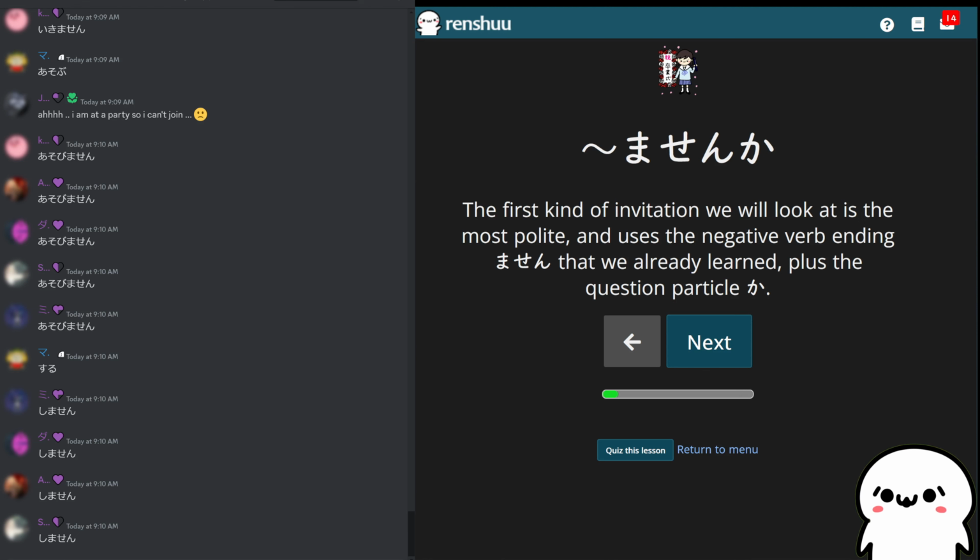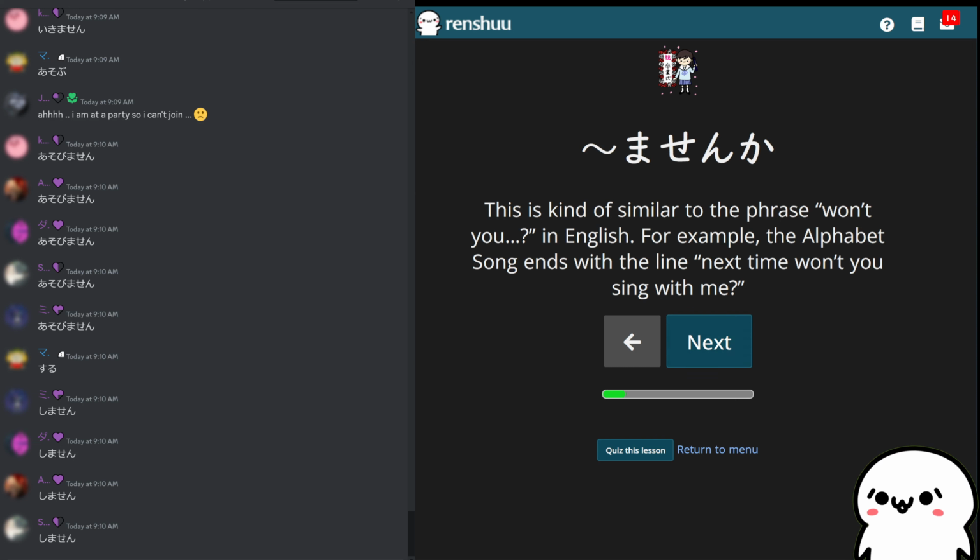Okay, so let's jump into this pattern. If you see it, you'll probably guess, oh, we're using the negative present because that's used in the pattern, and it's true. It's basically the negative verb form, the masen, plus the question. And you might be thinking that's kind of a strange way to invite someone because aren't you inviting them to not do something? Are you asking them, are you not going to do this? But if you think about it in English, we will say, won't you have dinner with me? Won't you go to the park?